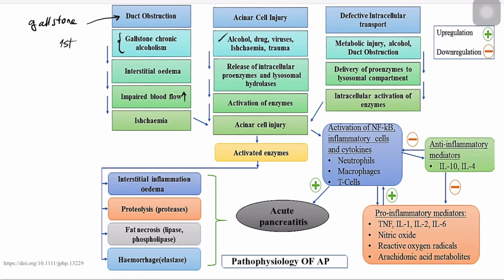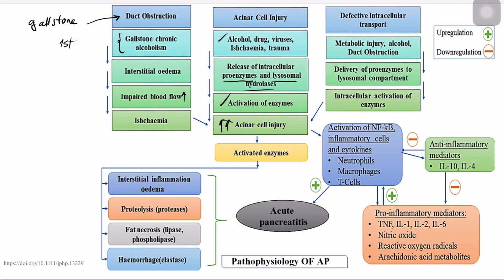Acinar cell is full of enzyme, in the pre-enzyme inactivated form, or zymogen. This enzyme can be activated and it can destroy the other acinar cells and the pancreas also. It releases the intracellular proenzyme and lysosomal hydrolysis. It can cause activation of enzyme, as I mentioned, and again increase the acinar cell injury.